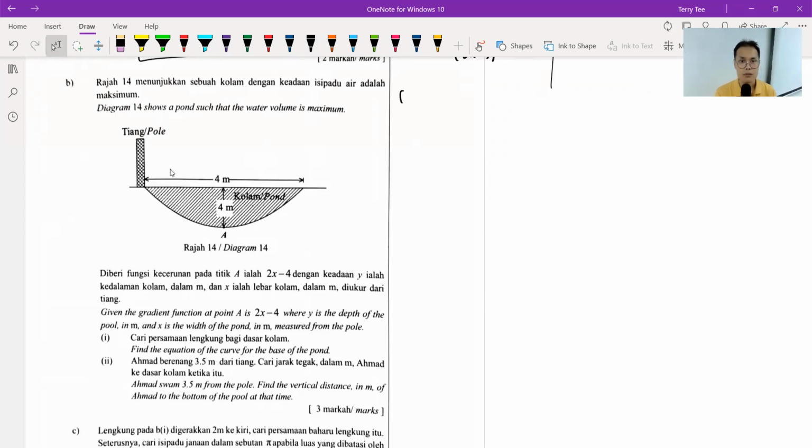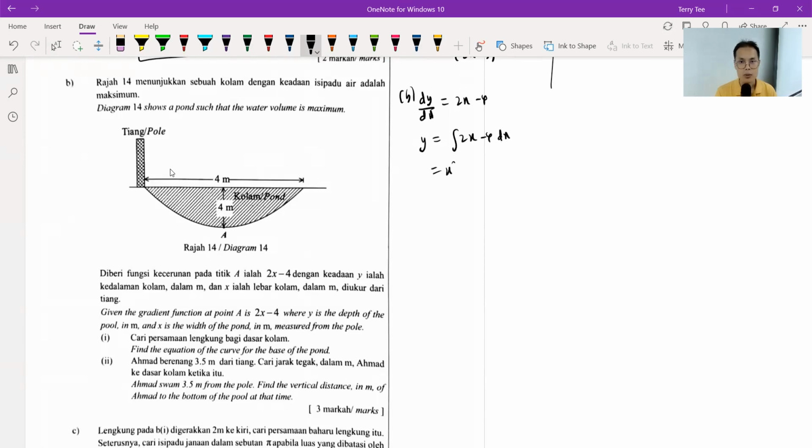Now, the gradient function is given by dy/dx. Y is the depth of the pool, x is the width of the pool measured from the pole. So your dy/dx is 2x minus 4. In this case, you're finding the equation of the curve for the base of the pool. That means you're finding y in terms of x. So let's integrate 2x minus 4 dx.